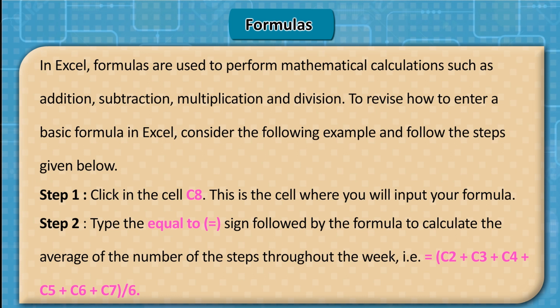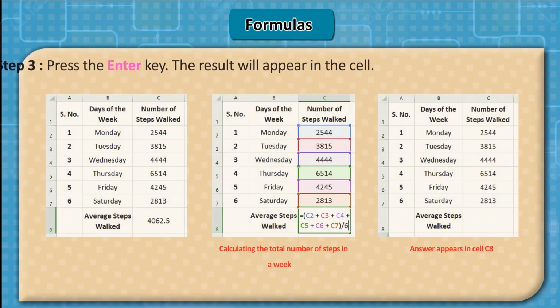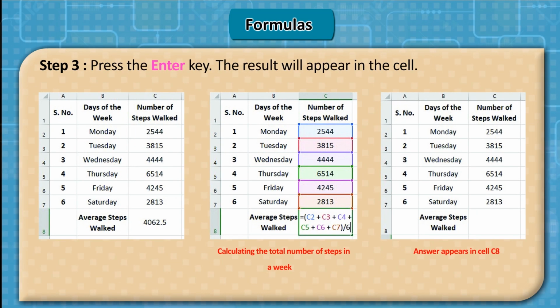Step 2. Type the equal sign followed by the formula to calculate the average of the number of the steps throughout the week, i.e. equals C2 plus C3 plus C4 plus C5 plus C6 plus C7 divided by 6. Step 3. Press the Enter key. The result will appear in the cell. Calculating the total number of steps in a week. Answer appears in cell C8.